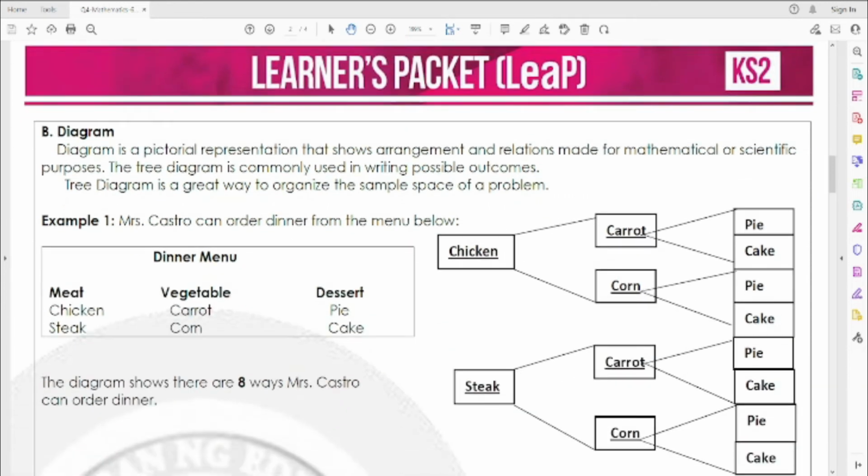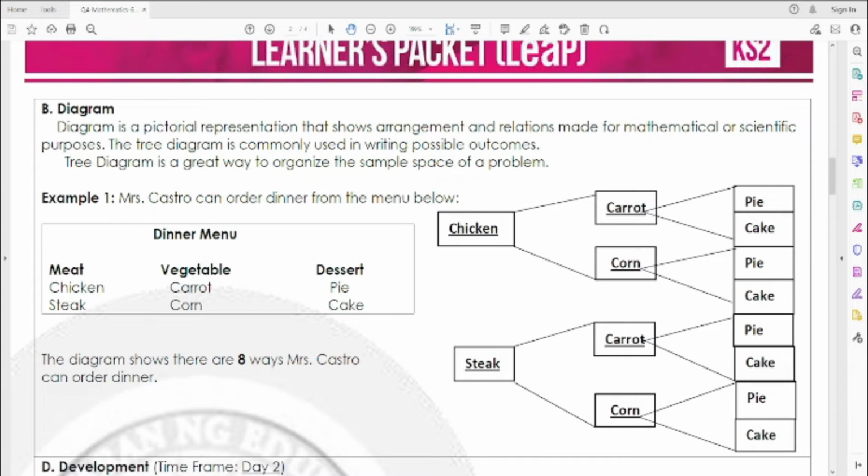Now, take a look at this diagram. Let us read first. A diagram is a pictorial representation that shows arrangements and relations made for mathematical or scientific purposes. The tree diagram is commonly used in writing possible outcomes. A tree diagram is a great way to organize the sample space of a problem. So let us see the example.